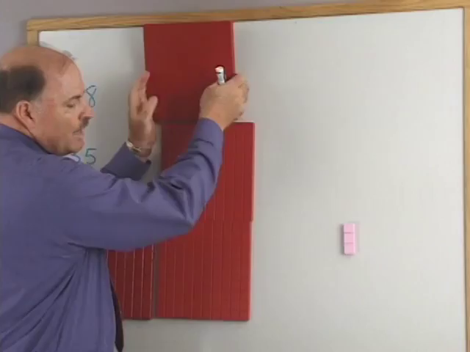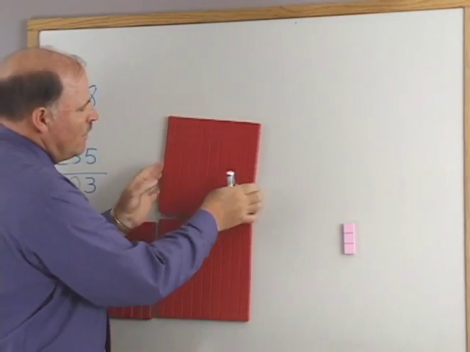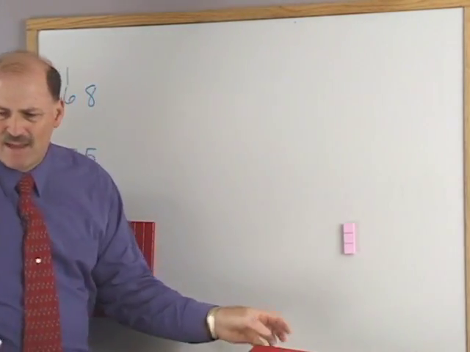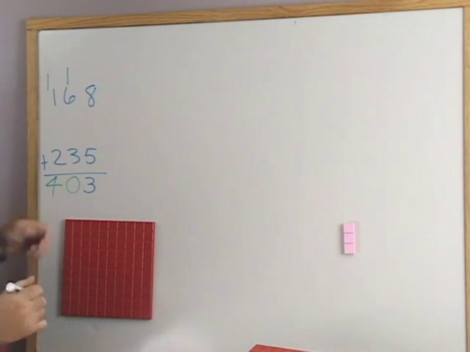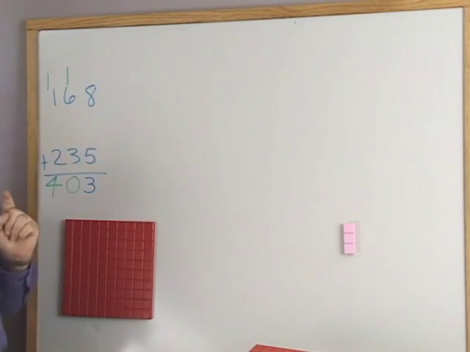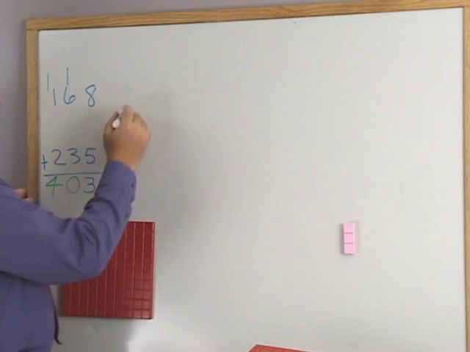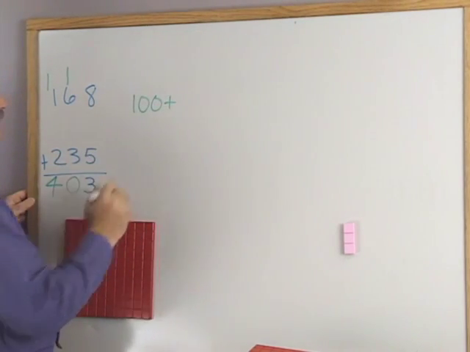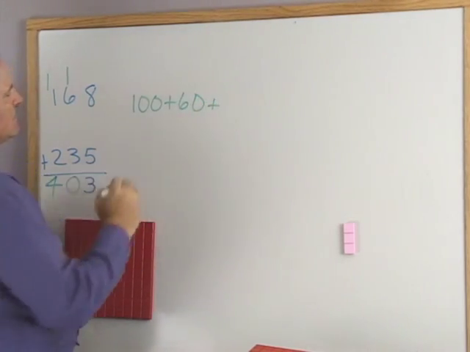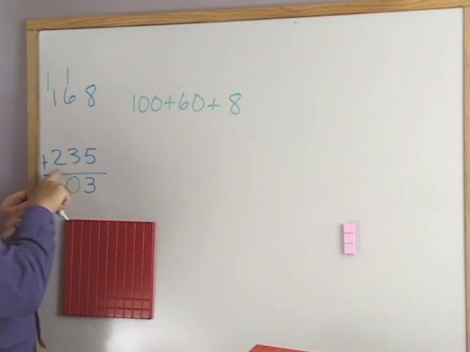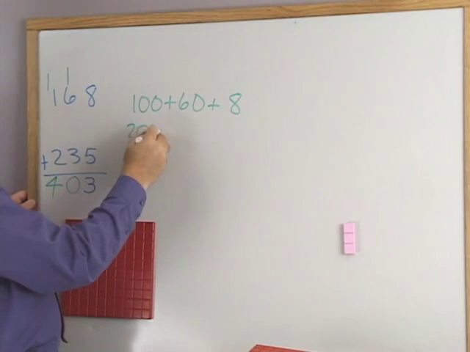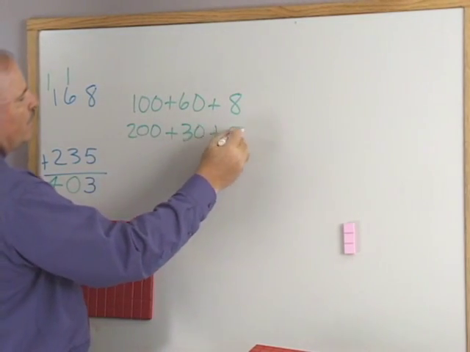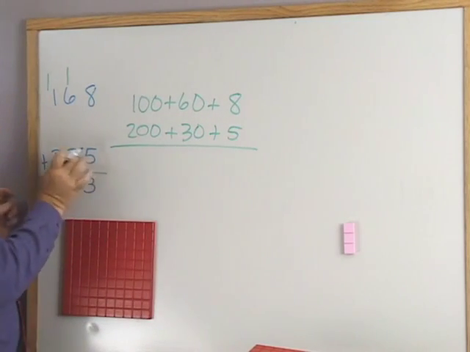Okay, now I'm going to do this same problem with place value notation. Remember place value notation? Okay, how would I write 168 with place value notation? 100 plus 60 plus, good. How would I write this one? 200 plus 30 plus 5. See, we're just breaking them up into place values.